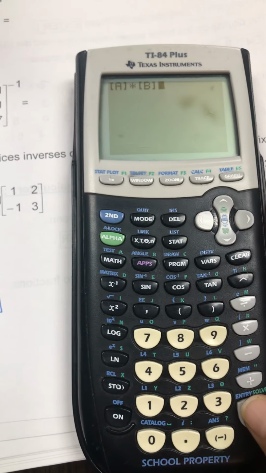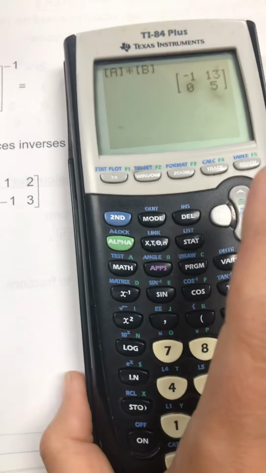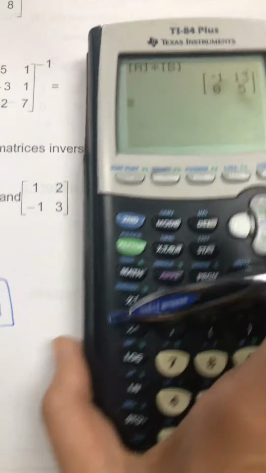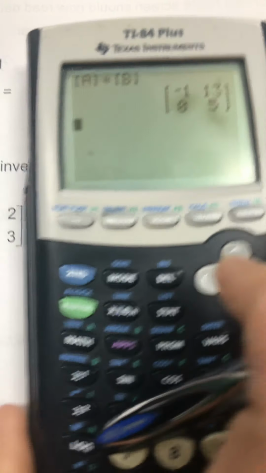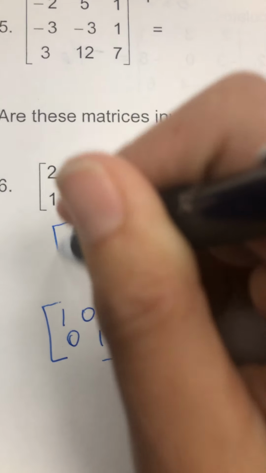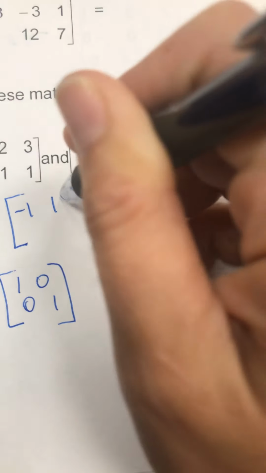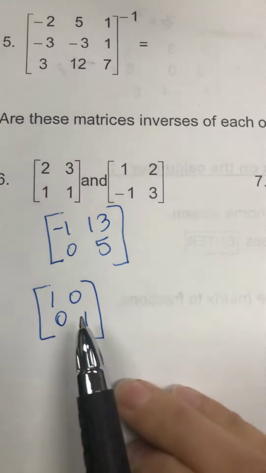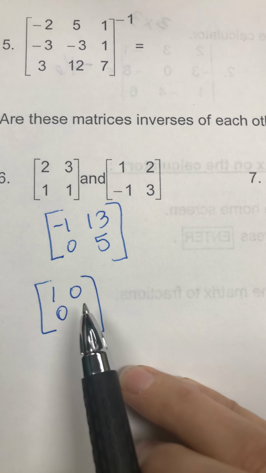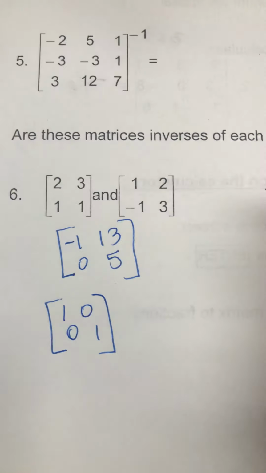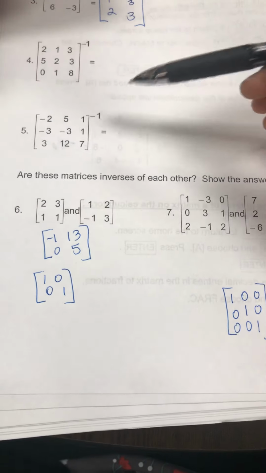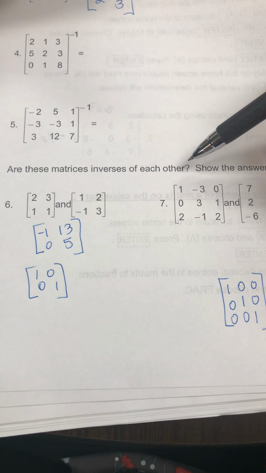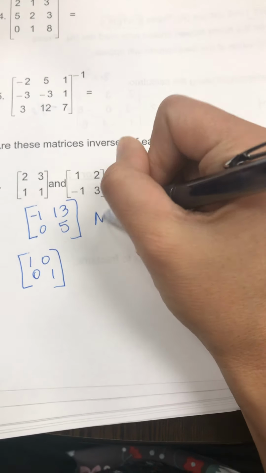So now let's hit enter so it can calculate it, and what do we get? We get negative 113.05. So I'm going to write that down. Negative 113.05. Okay, is that the same thing? Is that our identity matrix? No, it's not. So the answer, when the instruction said, are these matrices inverses of each other? The answer is no, they are not.